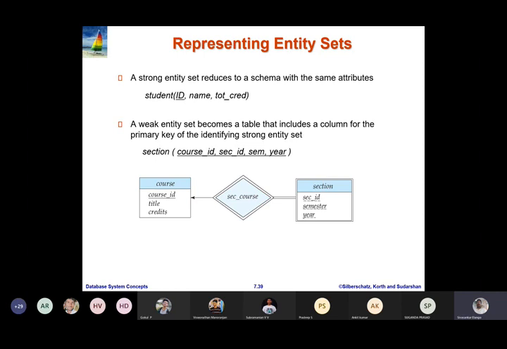So whenever you need to represent a weak entity set, we need to include the primary key of the strong entity set with the attributes of the weak entity set. So whenever I need to represent the weak entity set section, I need to identify the strong entity on which this weak entity is dependent. The weak entity set section is dependent on the strong entity set course, whose primary key is going to be course ID. So I am going to represent this weak entity set by the relation name section with the primary key of the strong entity set, course ID, and with the attributes of the weak entity set, namely section ID, semester, and year.